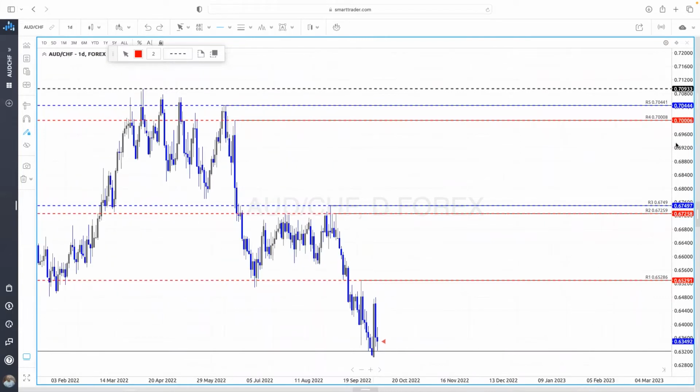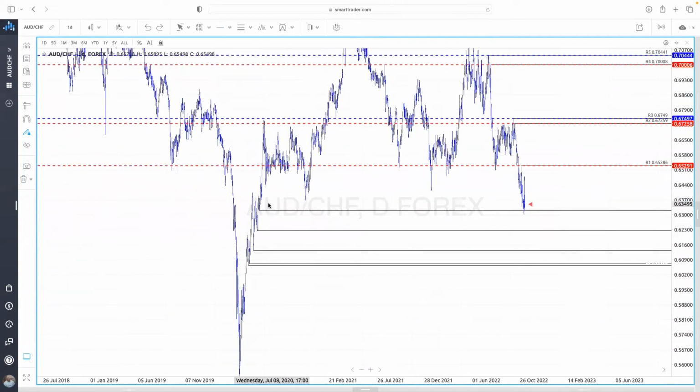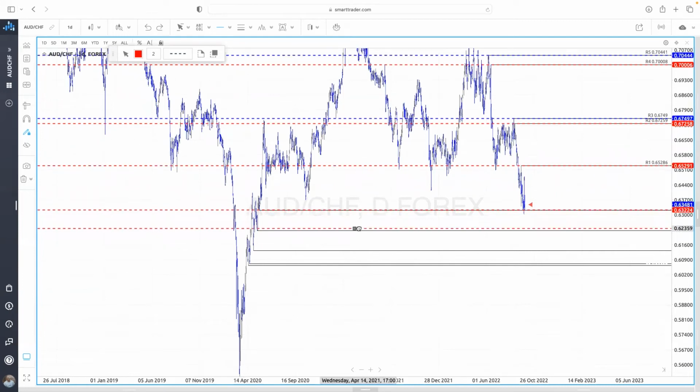Now, when it comes to support, we have a few levels of support that come in on the daily time frame. Okay, these levels come in from the past, right, back in 2020. So we will mark these levels out as levels of support for us to be aware of, like so.